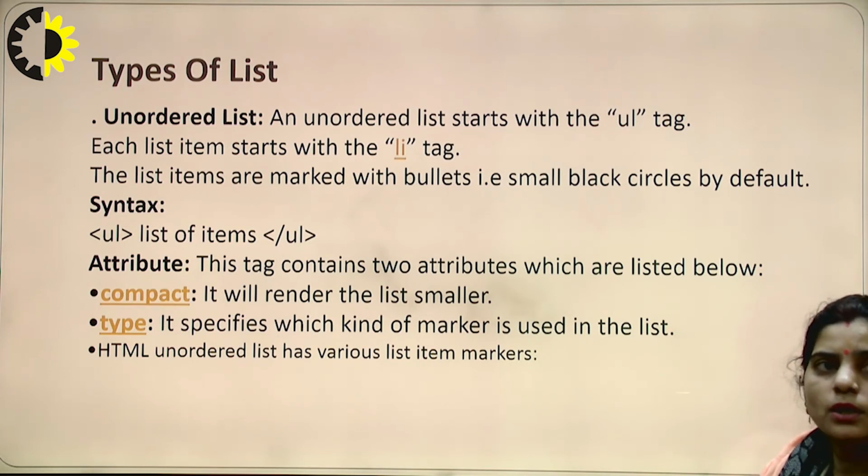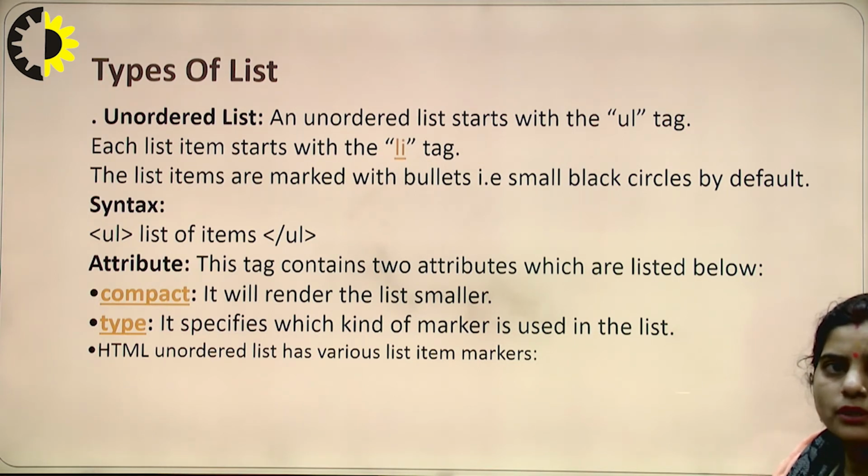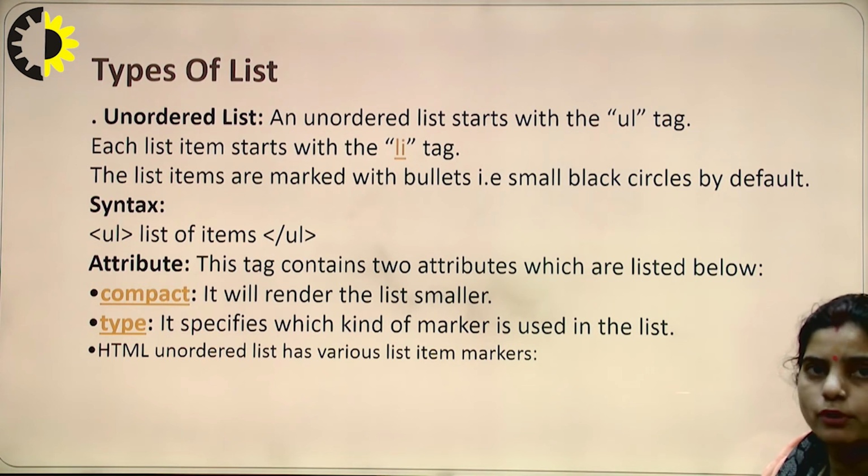Now, the types of list. First one is the unordered list. Basically, the unordered list starts with the UL tag, and each list item which we include in the UL tag is marked with the li tag. The list items are marked with bullets, that is small black circles, by default. It means if you are using an unordered list, then by default the list will appear with small black circles.